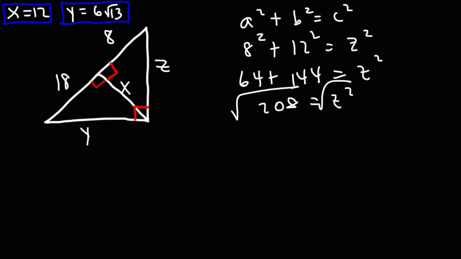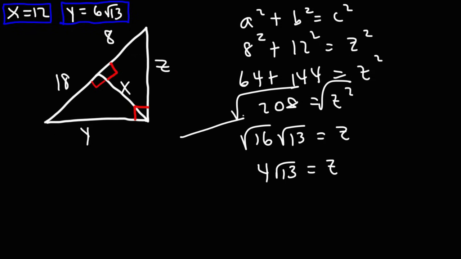208 is divisible by 16. If you divide 208 by 16, you get 13. And the square root of 16 is 4. So it helps to find the highest perfect square that goes into this number. And then you can simplify the radical. For those of you who want more examples on simplifying radicals, just type in simplifying radicals organic chemistry tutor, and I will explain in more detail how to do that. So this is the answer for z.